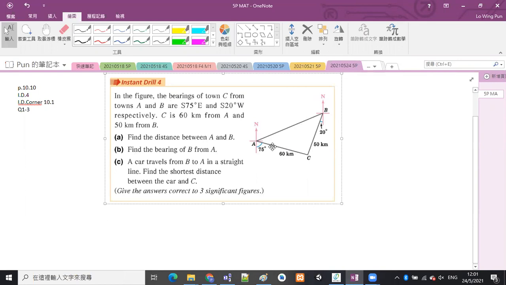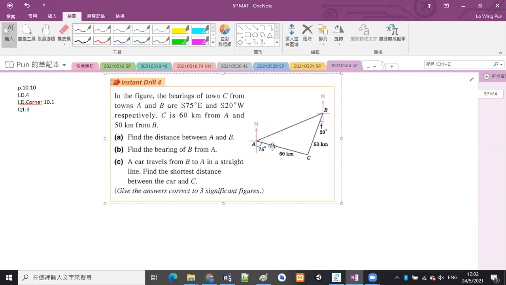Standing at A, looking at C, the direction of the bearing will be south 75 degrees east. Standing at B, looking at C, the bearing will be south 20 degrees west. Okay. C is 60 km from A and 50 km from B. So everything is marked on the diagram. And that's very nice. And that will not happen in DSE. In DSE, everything should be drawn by yourself.